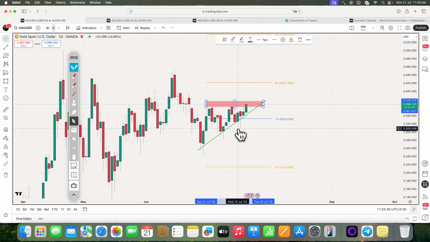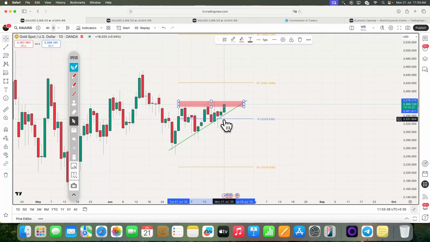So yes, the daily time frame is also showing a good sign, and the support is this trend line and this monthly pivot that we have to watch very carefully. But overall, you can see price is making a good move into the higher side, and we can expect continuation unless price breaks down this trend line.